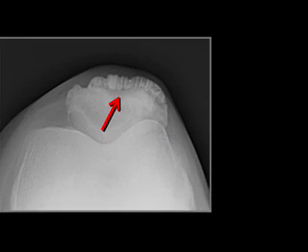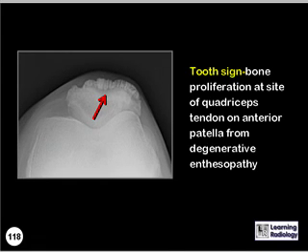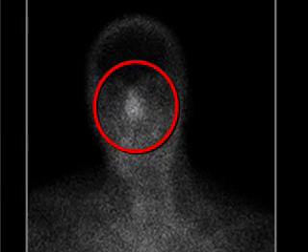What is the name given to this sign? This is the tooth sign of bone proliferation at the site of the quadriceps tendon insertion on the anterior patella from degenerative enthesopathy.